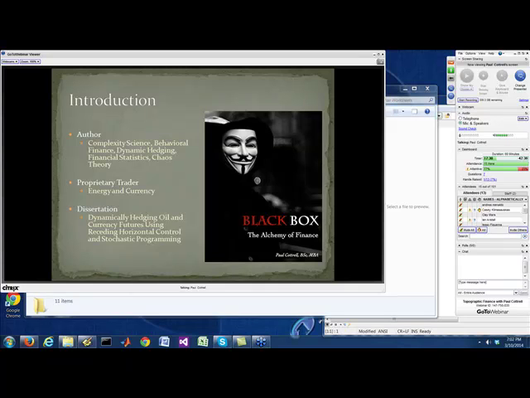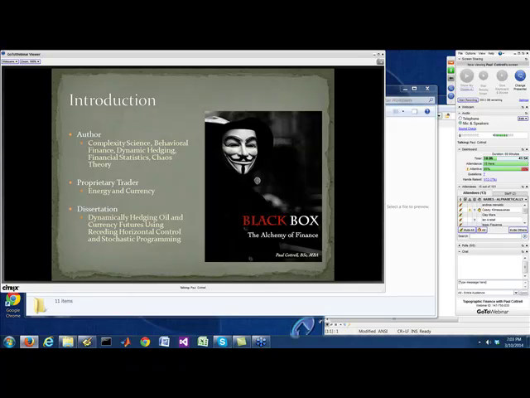I'm an author. I've written 3 books, basically about complexity science, behavioral finance, dynamic hedging, financial statistics, and chaos theory. I'm a chaos theorist, and I use this as a theoretical framework for my trading and my writing. I'm a proprietary trader. I focus on the energy and the currency markets, primarily because of the volatility of those markets. My dissertation topic is dynamically hedging oil and currency futures using receding horizontal control and stochastic programming.